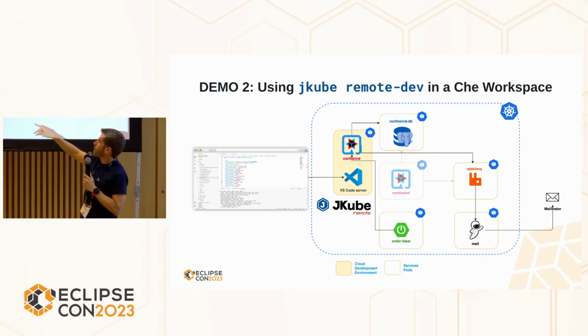So in this case, I'm going to demo the JKube remote dev feature, which will allow you to do this. It will basically place your laptop in and replace whatever microservice you're working on. In this case, we are going to work with the Northwind database.